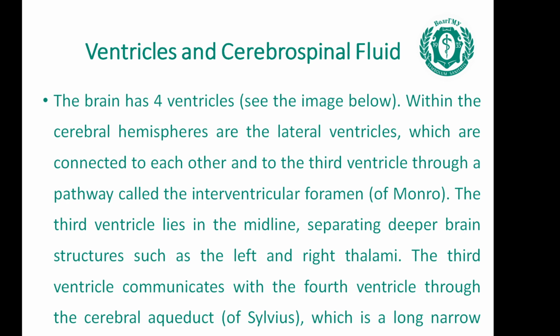The brain has 4 ventricles. Within the cerebral hemispheres are the lateral ventricles, which are connected to each other and to the third ventricle through a pathway called the intraventricular foramen, or the foramen of Monro. The third ventricle lies in the midline, separating deep brain structures such as the left and right thalami. The third ventricle communicates with the fourth ventricle through the cerebral aqueduct, or aqueduct of Sylvius, which is a long, narrow tube.